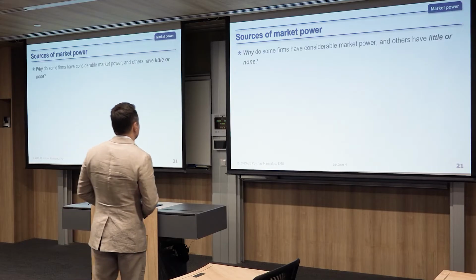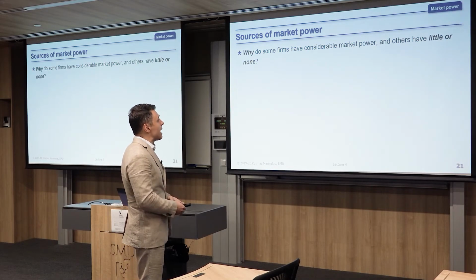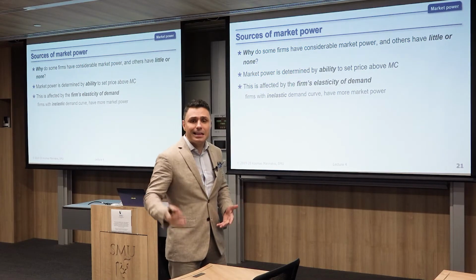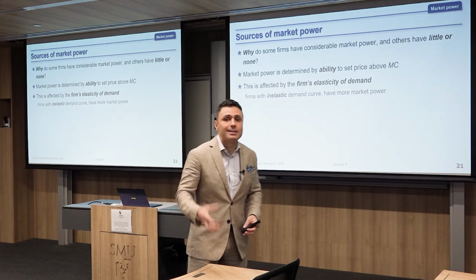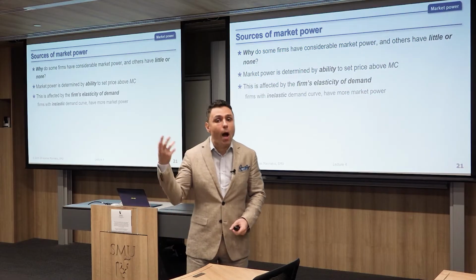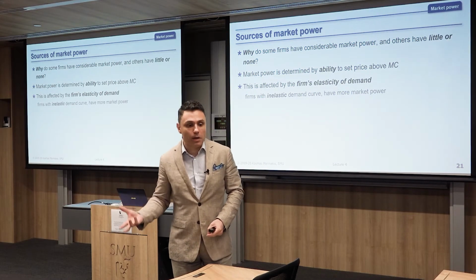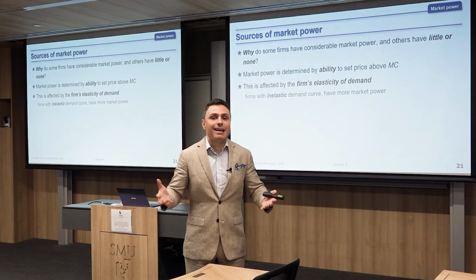So, sources of market power. Why do some firms have considerable market power and others have none? Because market power is determined by the ability to set price above MC, and what allows you to do that, as we saw before, is a crucial factor: elasticity of demand. If you can convince your consumers that your product is so amazing that no matter if you increase the price, they have to buy it, like for example Apple, that's by definition what Apple does.